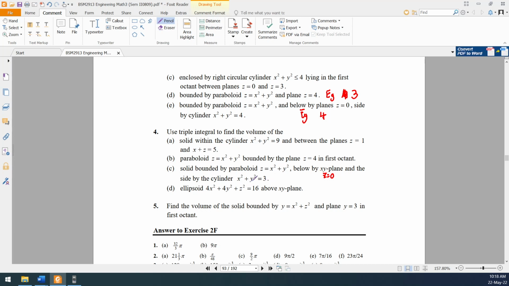So please look at question 4c. Solid bounded by the paraboloid z equals x squared plus y squared, below by the xy plane. So you have a paraboloid like this one. The drawing is not sharp.